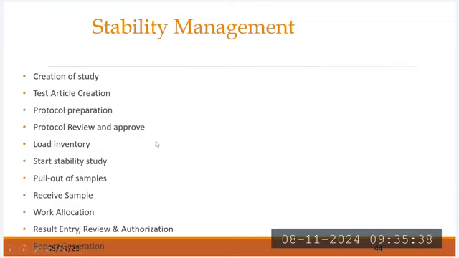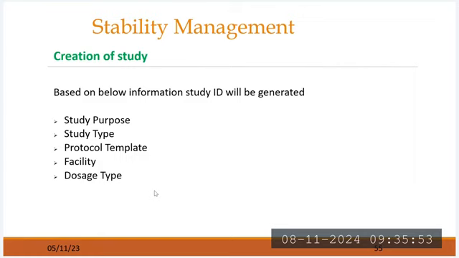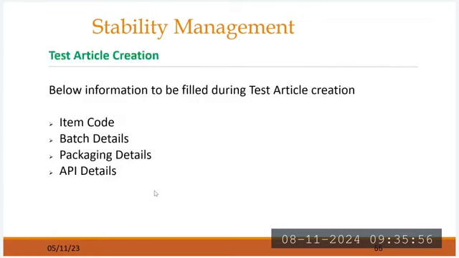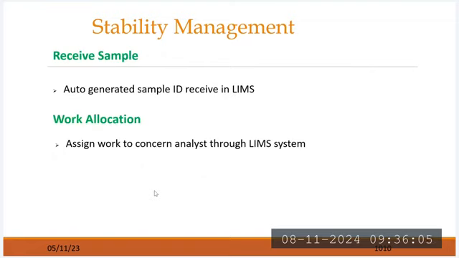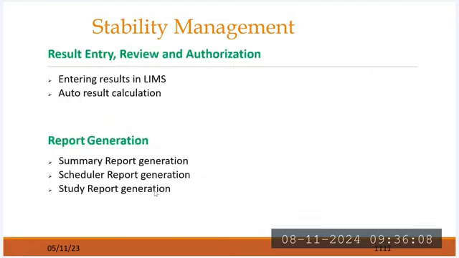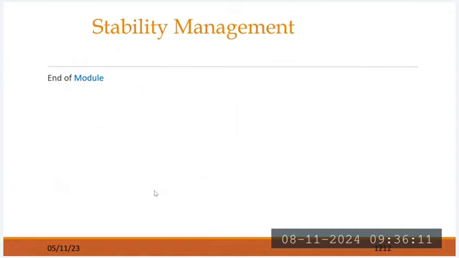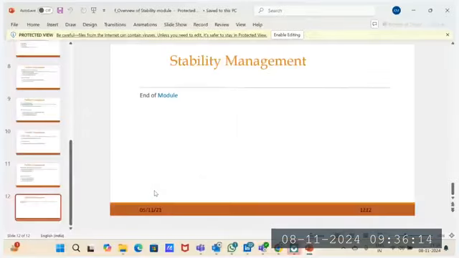The way I have communicated: creation of study, test article preparation, protocol, review, approval, loading inventory, start study, pull off samples, receive, work allocation, results entry, report generation. All these steps will be common. For creation of study, what are the steps, the test article purpose, what topics need to be ensured, what activities are in protocol preparation, review and approval, sample allocation and work allocation, and report generation. This is the way we are going to control through the LIMS application. This is the basic information and a few related modules that I want to communicate.